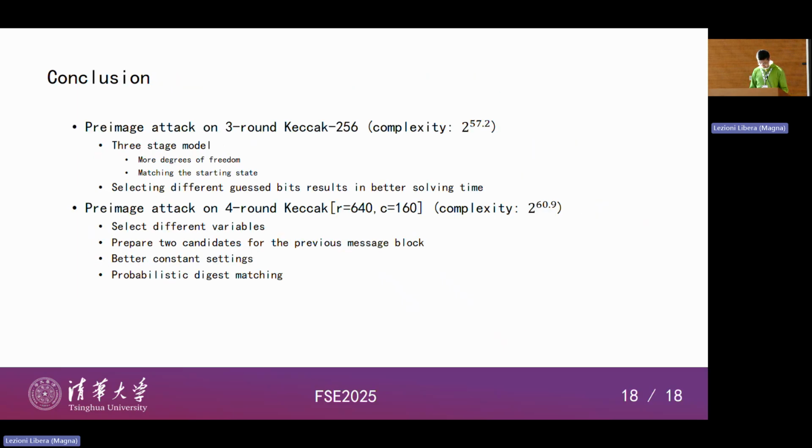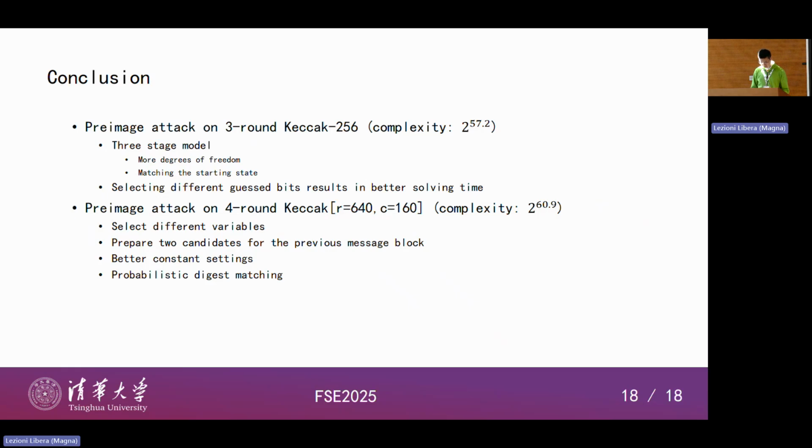In conclusion, this paper gives pre-match attacks on two Keccak instances. For 3-round Keccak-256, we introduce a 3-stage model. There are more degrees of freedom, and the difficulty of matching the starting state can be solved. Besides, we point out that selecting different Gauss bits will result in different solving time. With these improvements, the complexity of finding a pre-match can be decreased to around 2 to the power of 57.2.